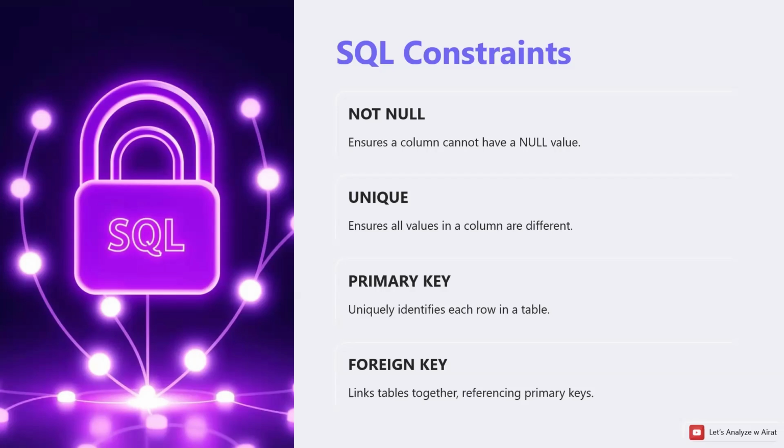The third constraint is the primary key. Primary key is a unique identifier for each row in a table. A primary key is a combination of the not null and the unique constraints. So it uniquely identifies each row in a table. The fourth constraint I'll be discussing is the foreign key constraint. This foreign key prevents actions that would destroy the links between tables. It ensures that the value in one table matches the value in another table. So it links tables together by referencing the primary key.